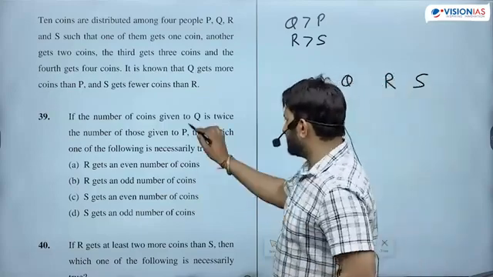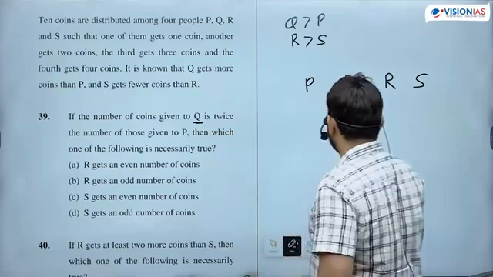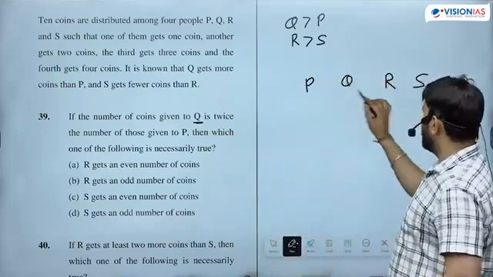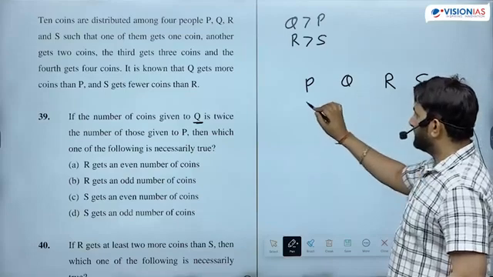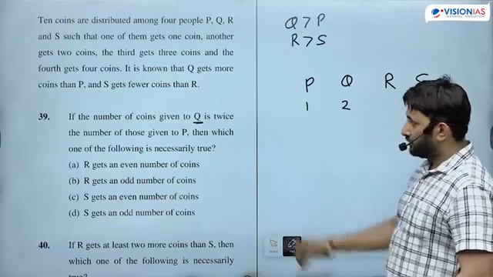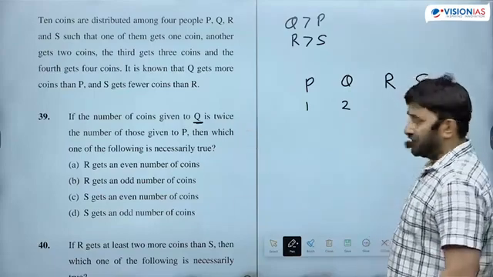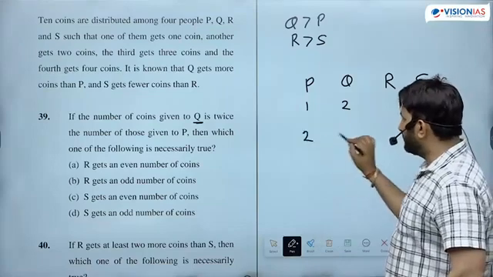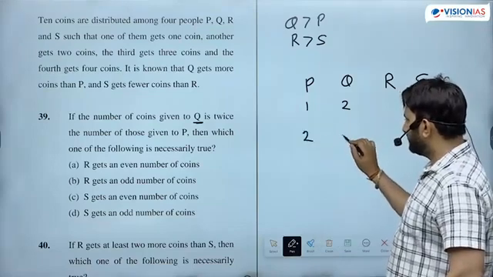If the number of coins given to Q is twice the number given to P, it means P को 1 देंगे तो Q को 2 देना पड़ेगा बच्चे, डबल. Q is twice ना. Any other possible case? If P is 2, then Q will be 4.